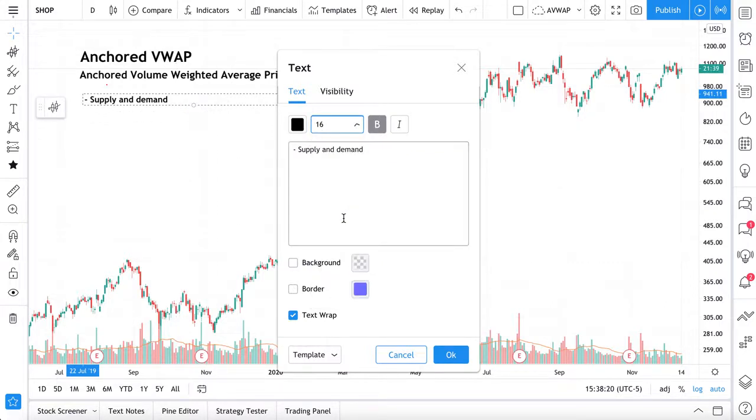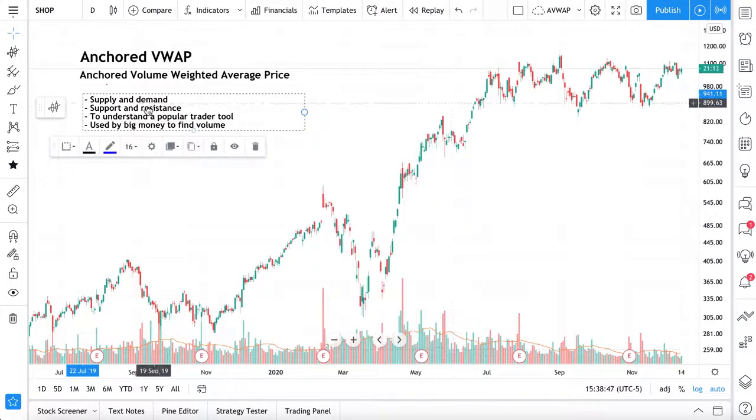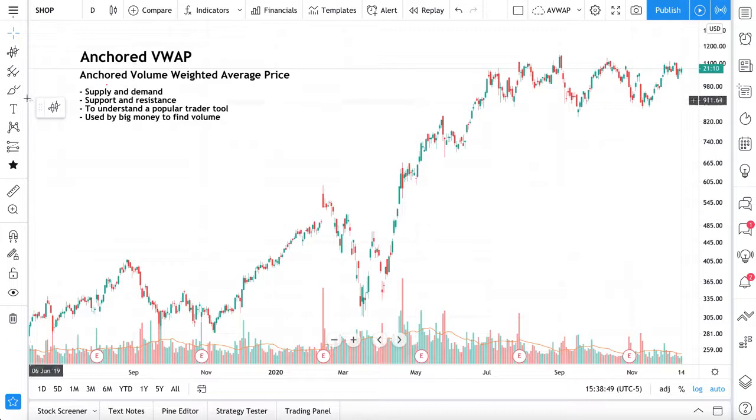So you can use anchored volume weighted average price to find supply and demand, to find support and resistance, to understand a popular trader tool, and of course, lastly, one of the more important points is that it's used by big money to find volume. So let's go through each of these points here.